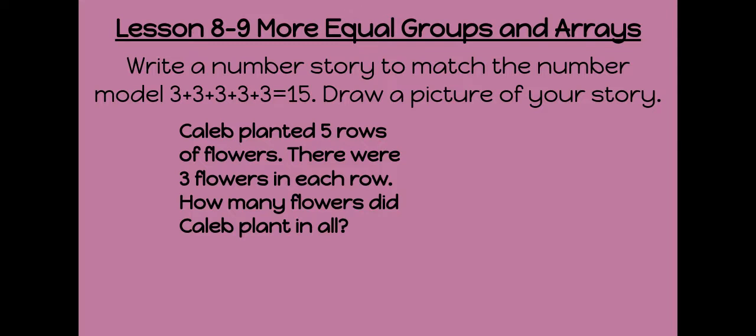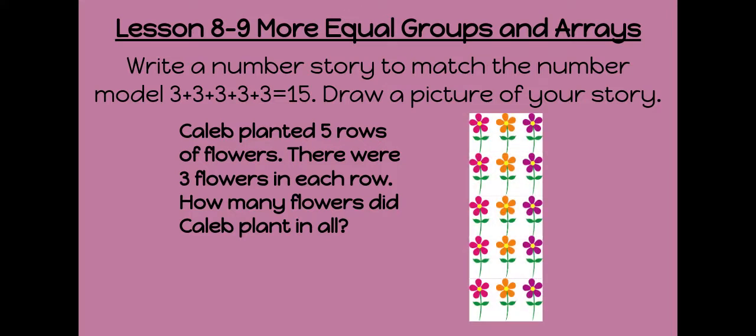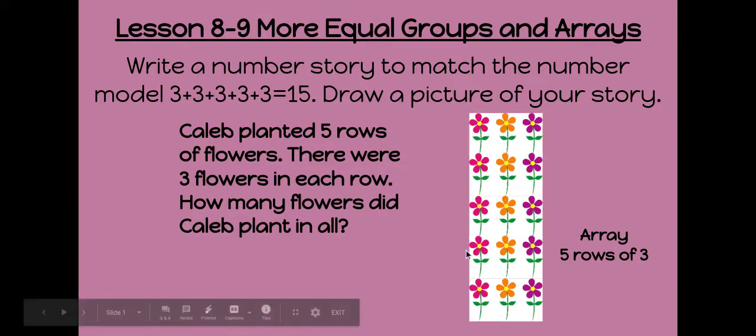So I went ahead and wrote a number story to go with that. Caleb planted 5 rows of flowers. There were 3 flowers in each row. How many flowers did Caleb plant in all? So this would be a perfect one to make an array for, and I've gone ahead and made a picture of that. And so an array, remember, has rows that go across, and they have equal numbers in each row.